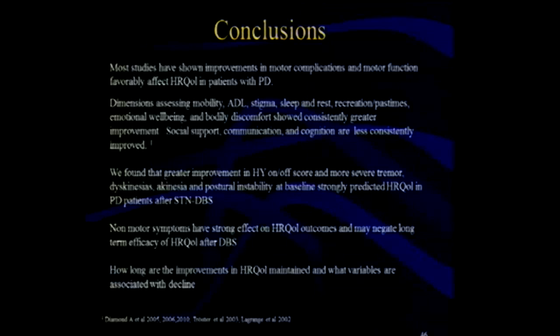So most studies, in fact all studies, have pretty much shown motor complications improvement with STN-DBS or GPi. There's not much of a difference between the two with quality of life measures. Consistently throughout the studies, no matter what measure you're using, mobility, ADL, stigma, sleep, recreation, emotional well-being, and bodily discomfort are consistently improved, whereas social support, communication, and cognition, not as much. Communication and cognition can decline in some studies.